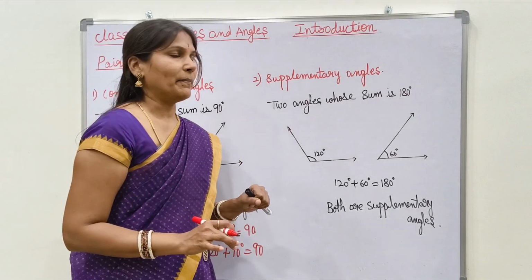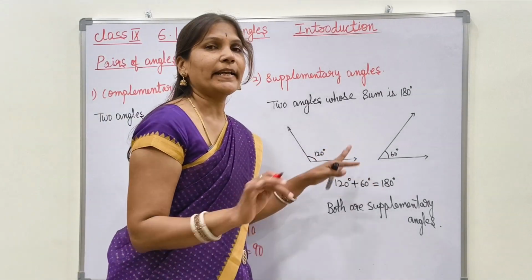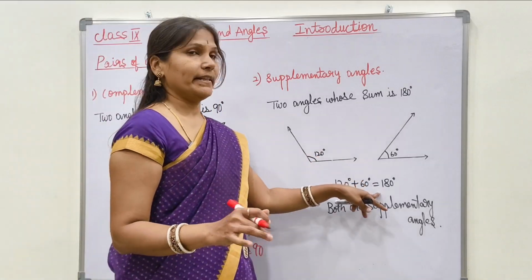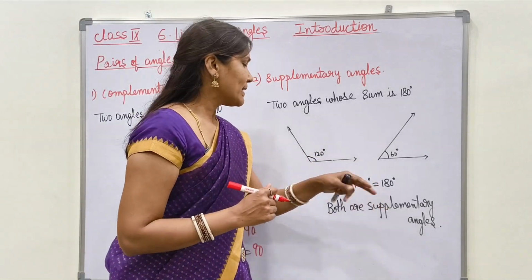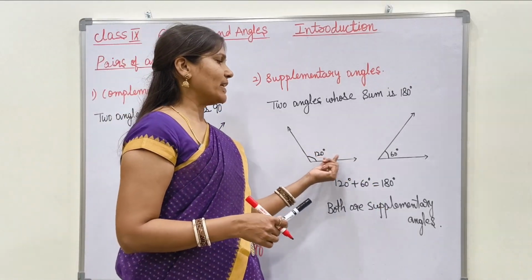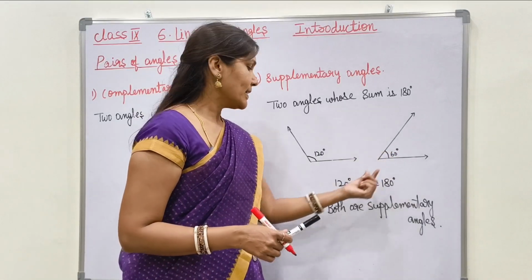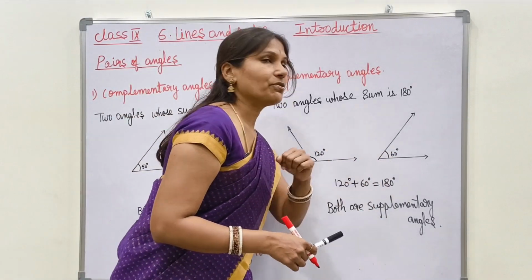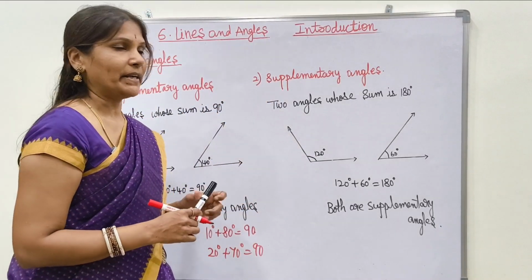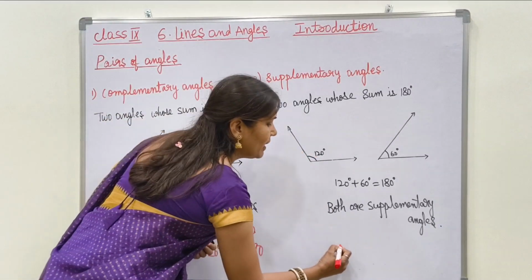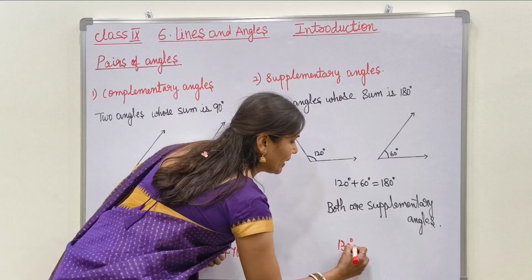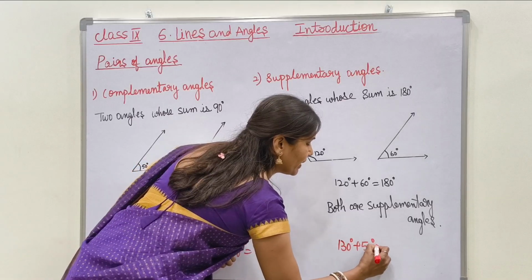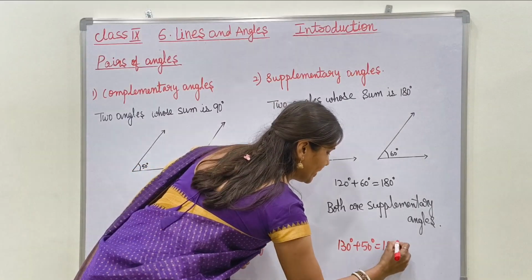Next we come to supplementary angles. Supplementary angles means any two angles whose sum is 180 degrees. Example, I am taking one angle 120 degrees and one angle 60 degrees. 120 plus 60 is how much? 180 degrees. So these are supplementary angles. Take one more example, 130 degrees plus 50 degrees. Total 180 degrees.